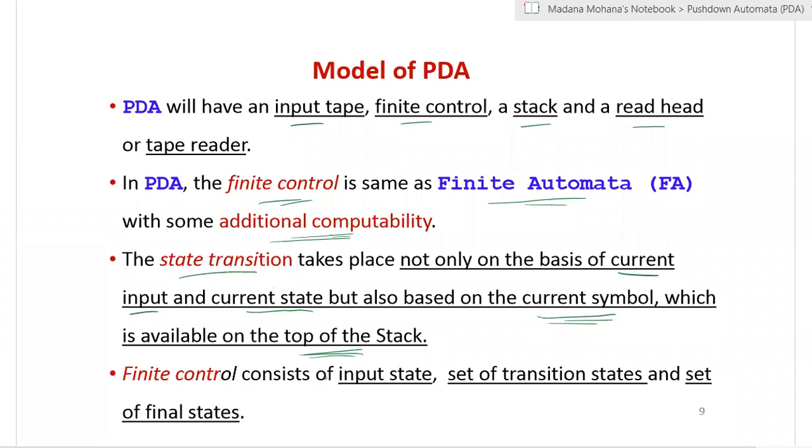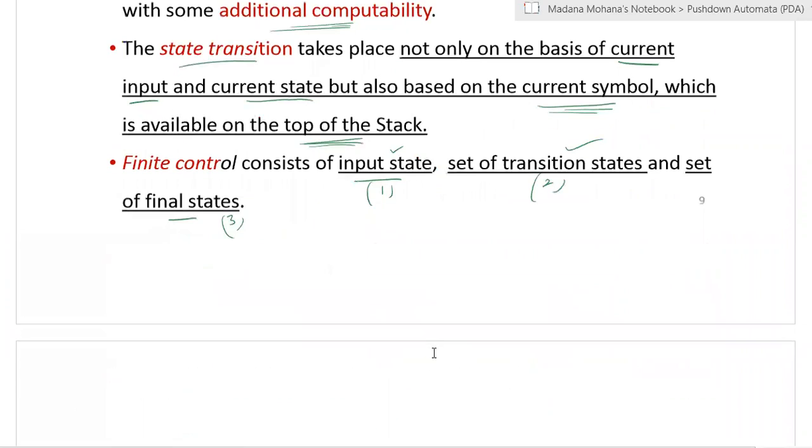So finite control consists of different types of states. The first type we will call the input state. Then the other category is called the set of transition states. And the last category is the set of final states. So here three types of states are included in finite control. Input state, that is the starting state or initial state. Then from the initial state, moving to other states except final states, those are all called transition states. Then the other category is final states. So finite control consists of three categories of states.